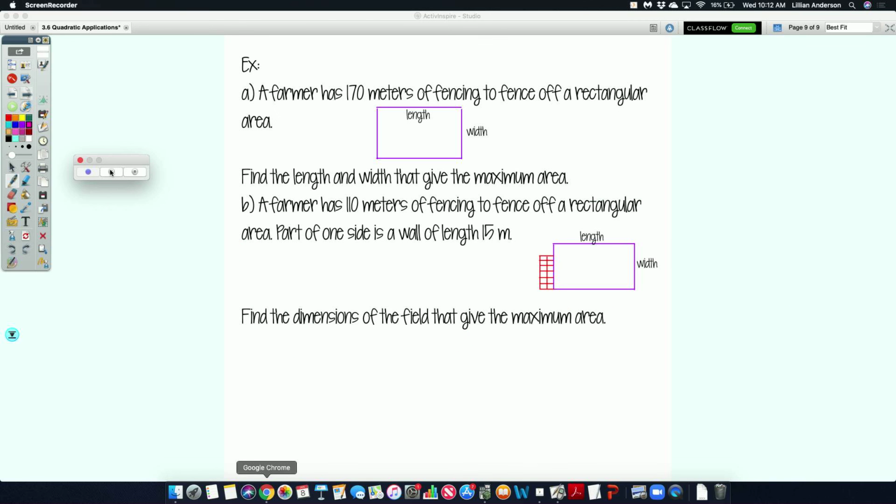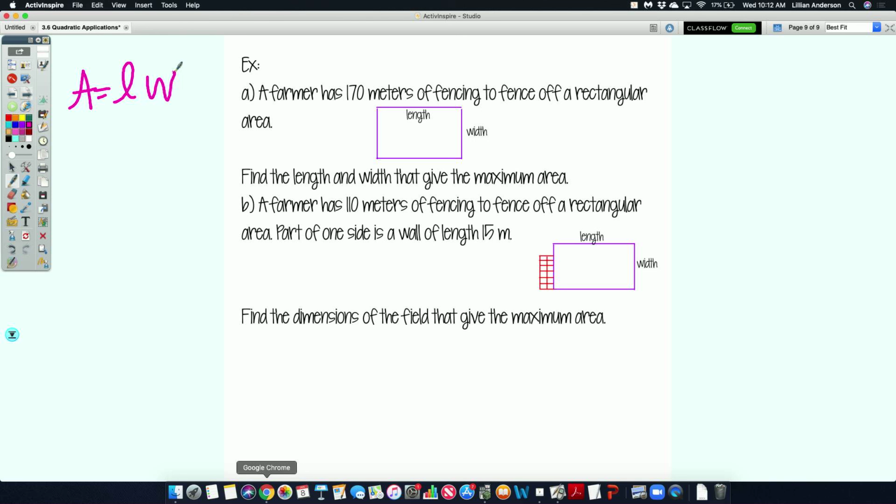For the last example, if a farmer has 170 meters of fencing to fence off a rectangular area, we're asked to find the length and the width that give the maximum area. So very similar to the other problem, we are looking for maximum area, the length and the width. So that means we're going to be dealing with the equation A equals W times L. But this time we do not have a canal that's cutting off one of our sides. So when we do our perimeter equation, we are going to use 2W plus 2L.